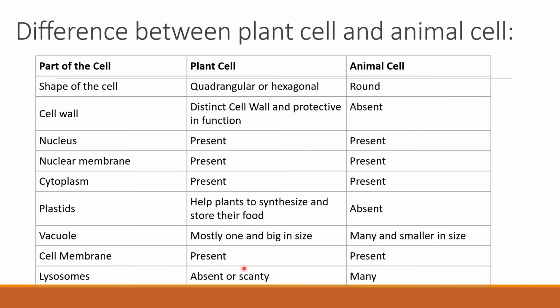Next, we have the cell membrane present in both of them. And outside of this cell membrane, again, the plant cell has a cell wall. Then lysosomes are mostly absent in plants, but in animals a lot of lysosomes are present.